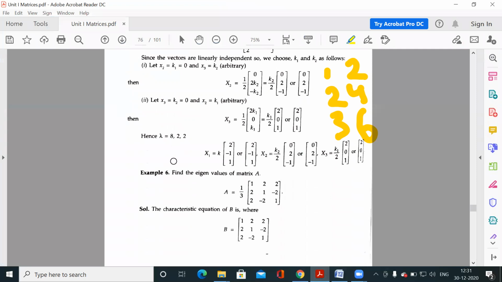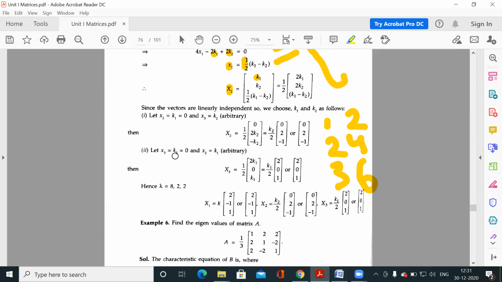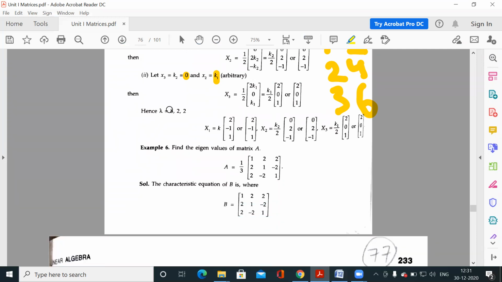So this was the process. Similarly they have taken this as your eigenvector. They have taken first k2 0 and k1, and then k1 0 and k2. So once they have set k2 0, otherwise they have set k1 0. So there are a lot of options. You have to get two independent eigenvectors. So now we have three eigenvectors, corresponding to 2 and corresponding to 8. We have three independent eigenvectors.